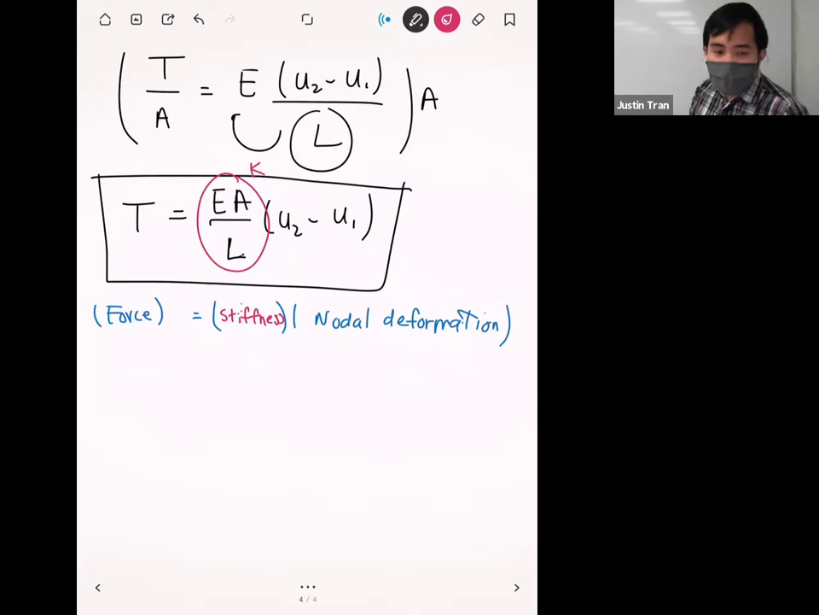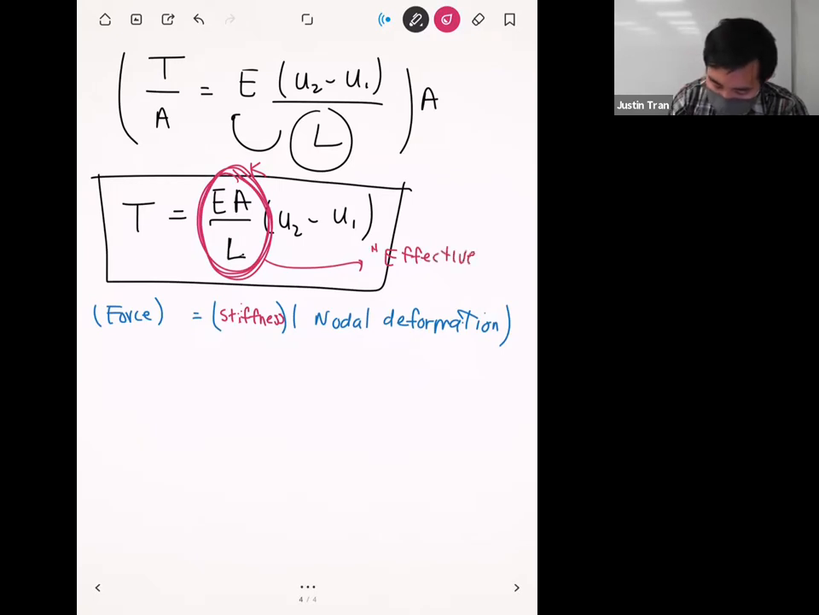But for a truss element, a truss element doesn't have a spring constant. What we have instead is a combination of the material and geometric properties of the truss. And so we have the product of E times A divided by L. What we can say is that this expression right here, this EA over L, is kind of like the effective spring constant of our truss element.